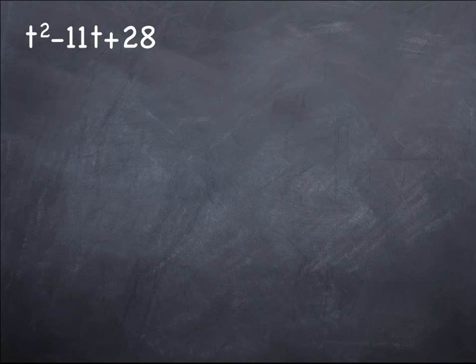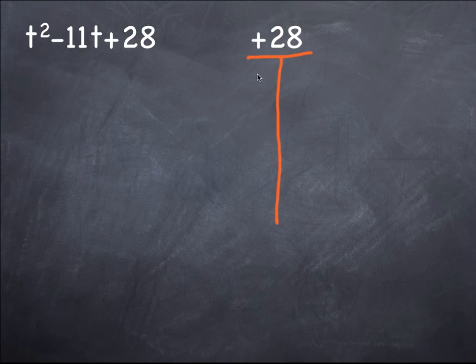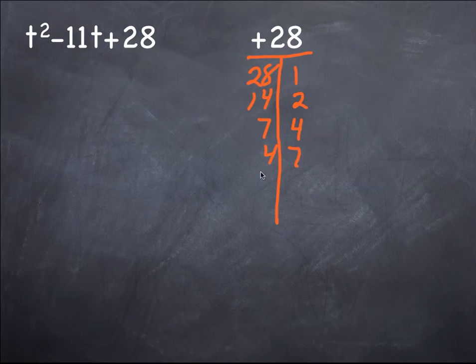Let's now look at a new problem with one subtraction sign instead of two plus signs: t squared minus 11t plus 28. Let us first take a look at the factors of positive 28, which would be positive 28 and 1, positive 14 and 2, positive 7 and 4. Switching them around, we would have positive 4 and 7, positive 2 and 14, and positive 1 and 28.